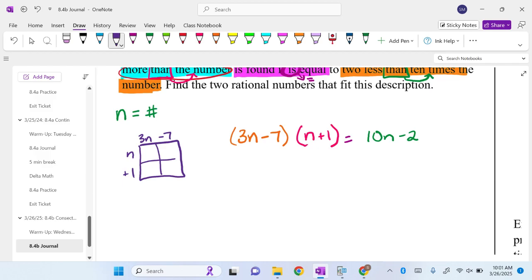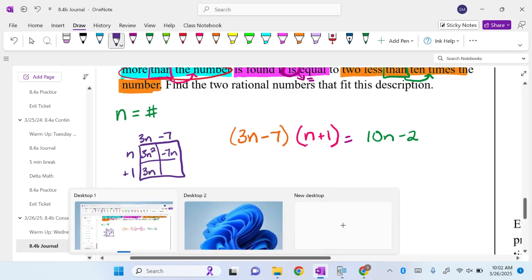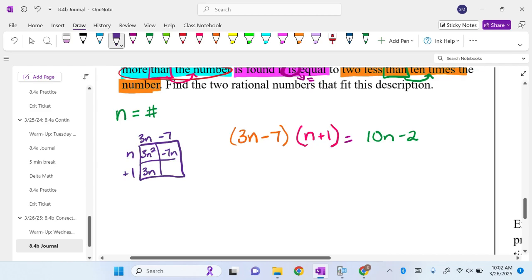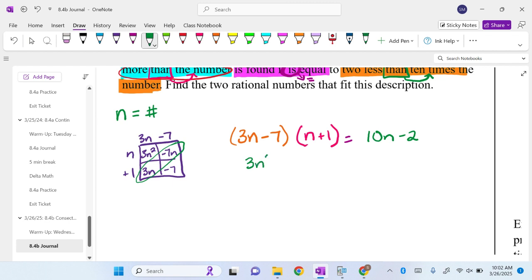So what's 3n times n? 3n squared. What's negative 7 times n? Negative 7n. What's 3n times 1? 3n. And then what is 1 times negative 7? Negative 7. So if I pull everything out of my box, including combining those two n's together, I would get 3n squared. What's negative 7n plus 3n? Negative 4n. And then minus 7 is equal to 10n minus 2.